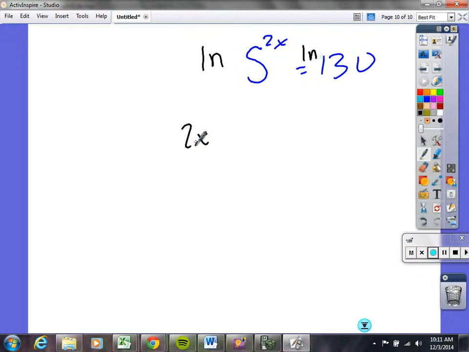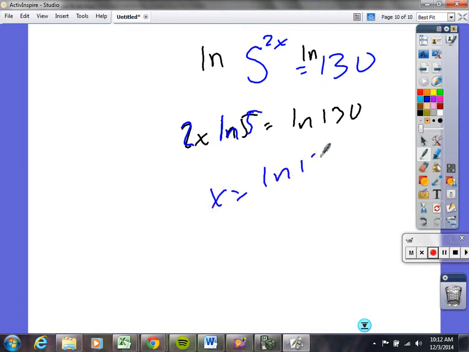Okay, so this is 2x. I apologize. 2x ln of 5 equals ln of 130. Now what's the thing that's not x? The 2, the ln of 5. Right? So x equals ln of 130 over 2 ln of 5. Make sense? Yes, no?